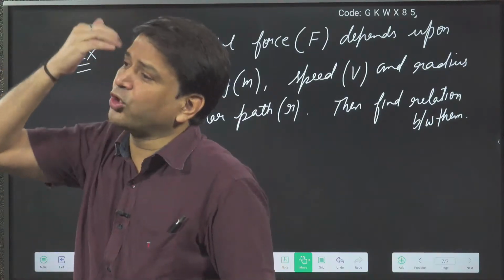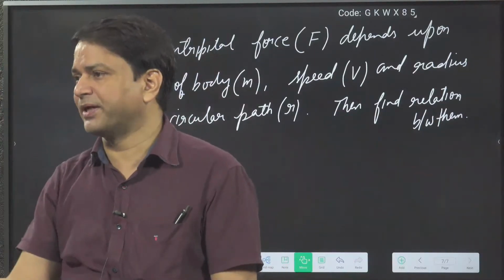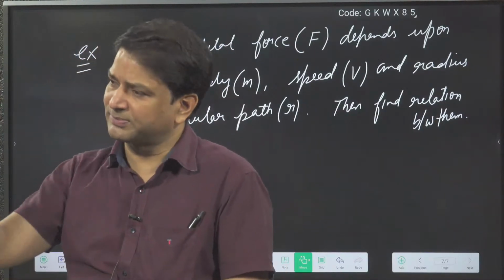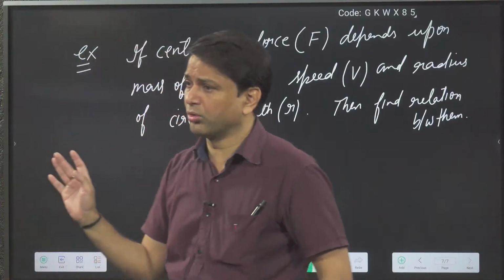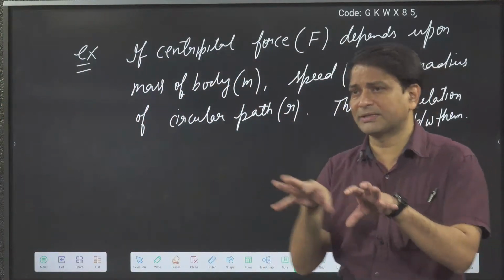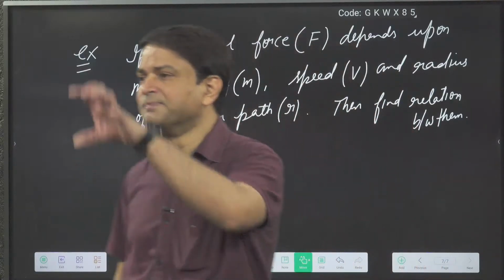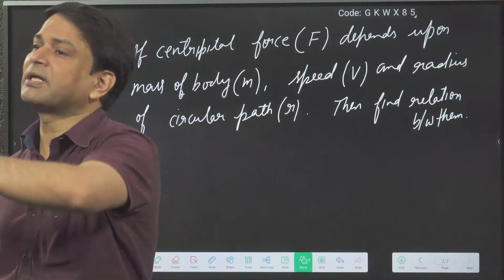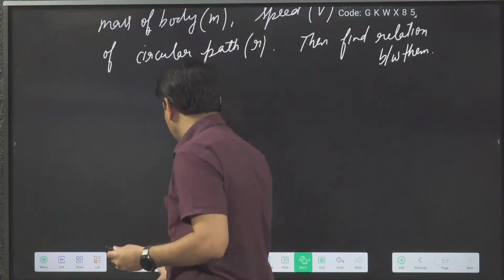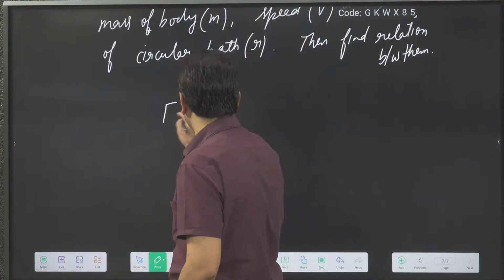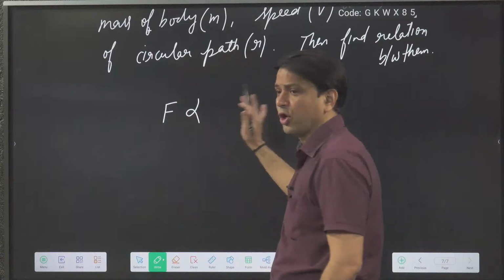Okay, similarly we don't know how the force depends upon the speed. It could be directly proportional to speed, inversely proportional to speed, or inversely proportional to speed square; that we don't know. They have given that force depends upon these three quantities: mass, speed, and radius r. But how it depends, we don't know. So what we will do, I can say force is directly proportional to the three quantities.